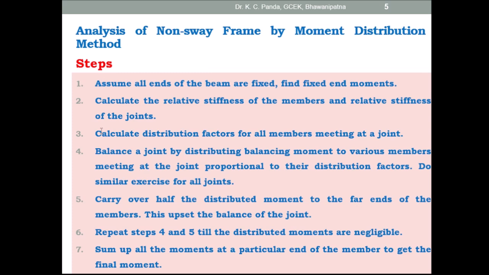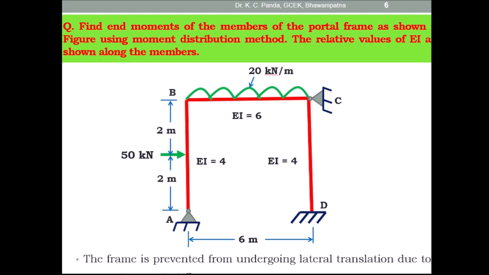These are the steps followed for the analysis of a non-sway frame by the moment distribution method. Then coming to one example: find the end moments of the members of the portal frame as shown in the figure using the moment distribution method. The relative values of EI are shown along the members. This is an example of a non-sway portal frame as the support is present at the beam level.